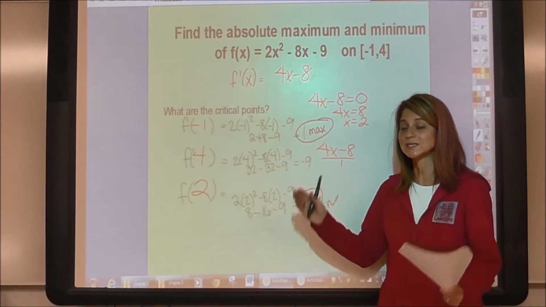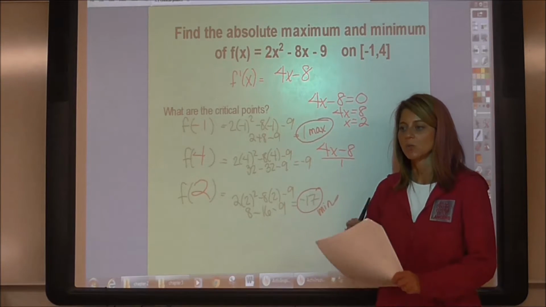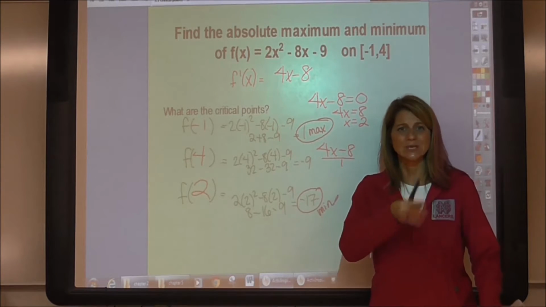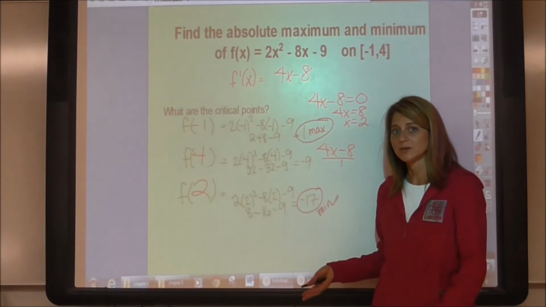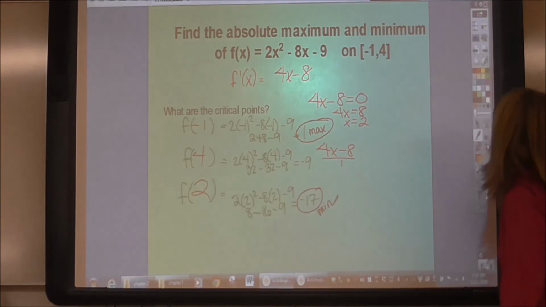What we're looking for is a list, hopefully a fairly small list, and from that small list, we can figure out maximums and minimums. We just don't want to try to test every single solitary point. We've narrowed it down to 3. Did you do okay? Let's try another one.